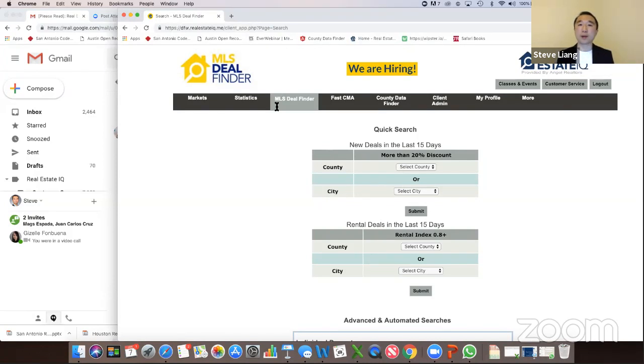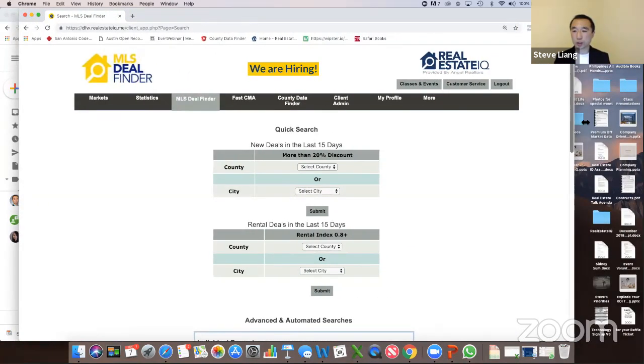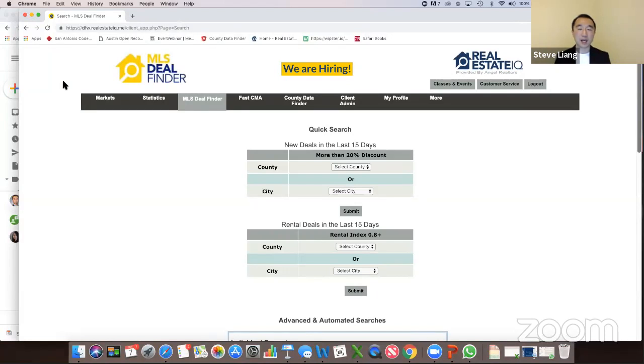And so a lot of properties, and there's a lot of ways where you can sift through all these properties and find really good investment opportunities for you. And here, MLS Deal Finder is a really easy way to do that. So we're going to take a look. And another way, let me just finish this conversation. One way is to find it on the MLS.